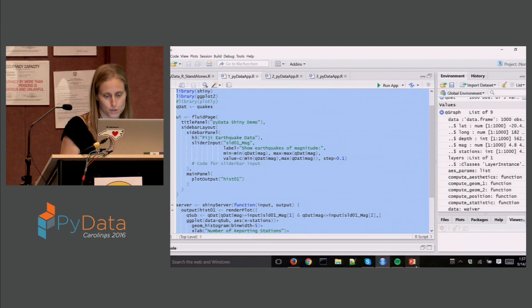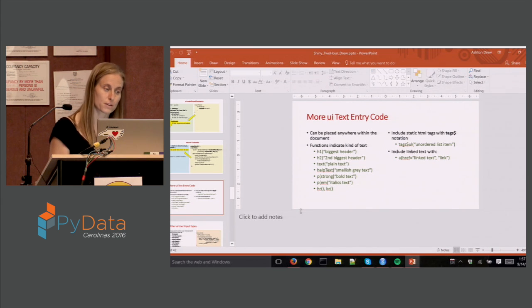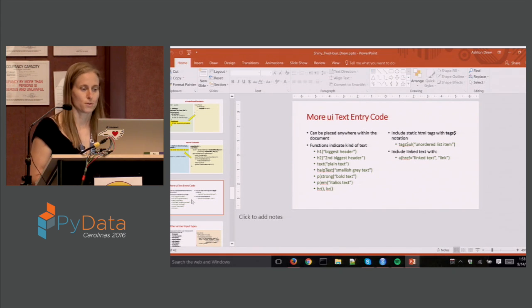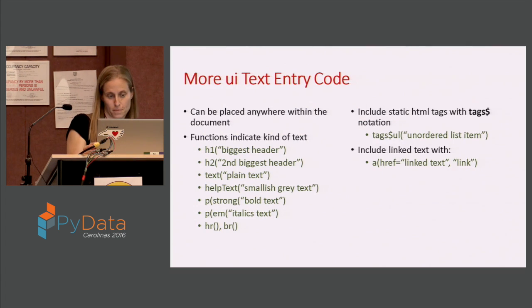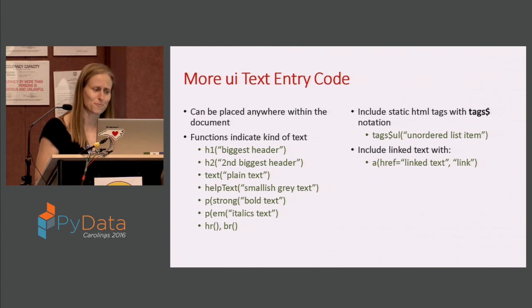So go back to this. There's a whole lot of other UI text entry codes. They look a lot like HTML tags. So header 1, header 2, text for plain text. Help text makes this small grayish text. They have a strong and an em for bold and italics. You can put in some breaks or some lines across your page.